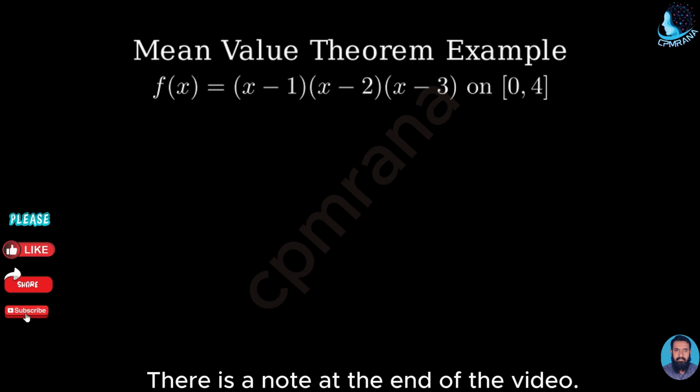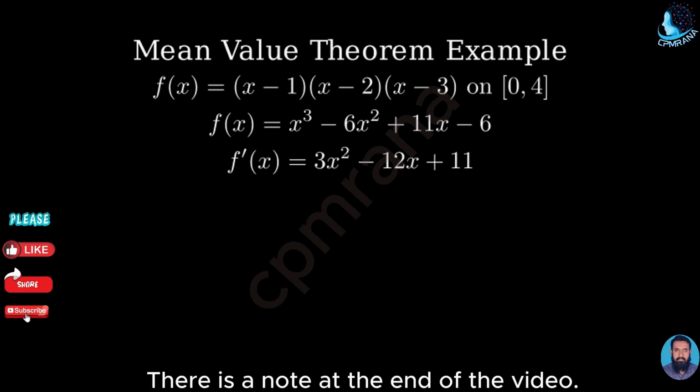Let's start by expanding our function. When we multiply these terms out, we get x cubed minus 6x squared plus 11x minus 6. Next, we need to find the derivative. The derivative f prime of x equals 3x squared minus 12x plus 11.